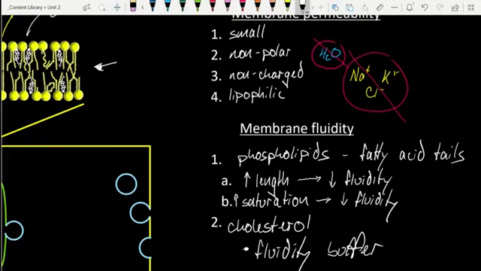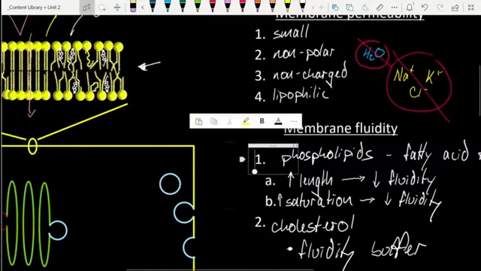Now that we have just the overall picture of what the cell membrane is and its key purpose in providing a barrier, let's consider the endomembrane system. So let's pull up a cell.